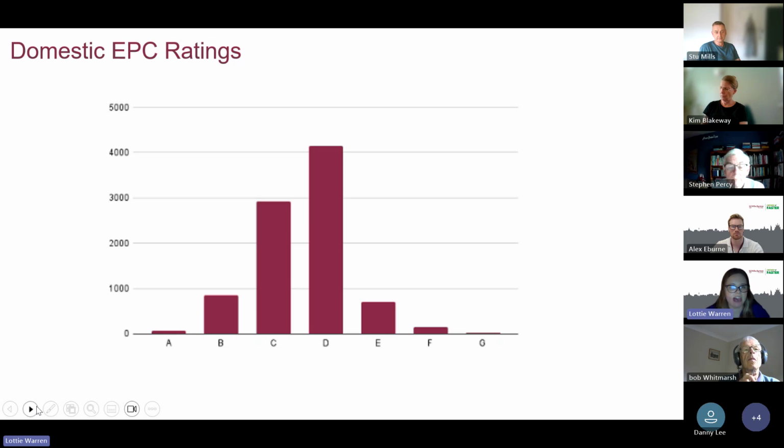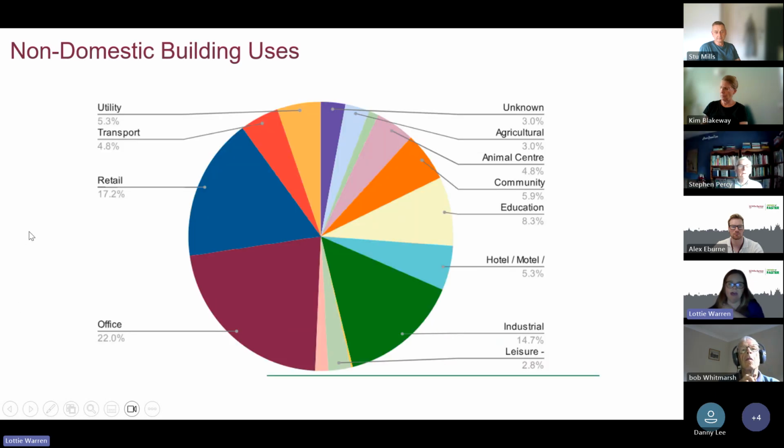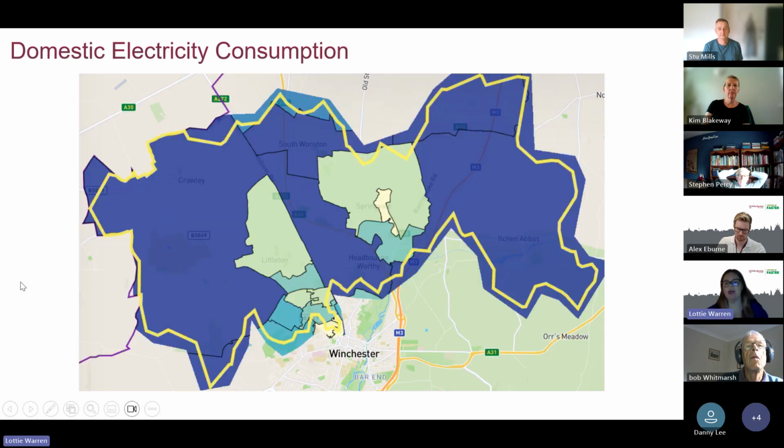And then the next slide is more about non-domestic building uses this time. As we saw in the statistics, 18% of all electricity use is used by non-domestic buildings, and this just shows the spread of what different buildings there are. So the most common we've got are office spaces and retail, but as you can see, there's also a real mix of agricultural, animal centre, education, hotels. So it's quite a varied area in terms of non-domestic building uses. Next, I thought it'd be interesting to just see the spread of domestic electricity consumption.